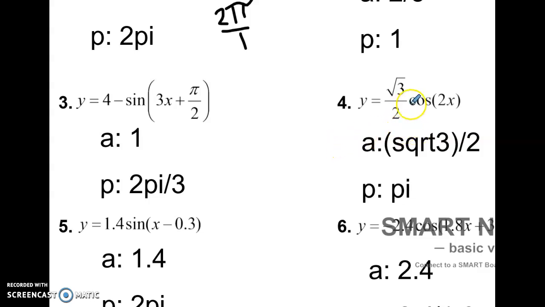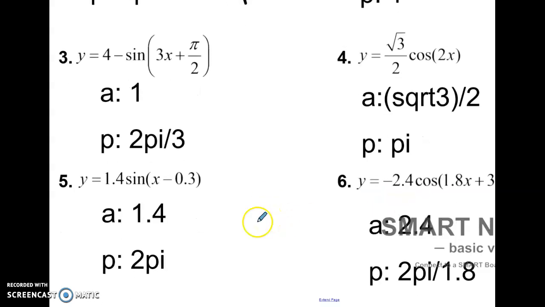Number 4, the number in front of the trig function is the square root of 3 over 2. Had to be creative about how I wrote that down. And the period would be 2 pi divided by 2, which is just pi. Number 5, let's look at this one. So the amplitude would be 1.4, because that's what the a value is, or the number in front of the trig function. The b value is a 1, so it'd be 2 pi divided by 1, or just 2 pi.